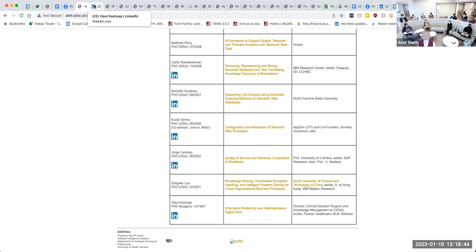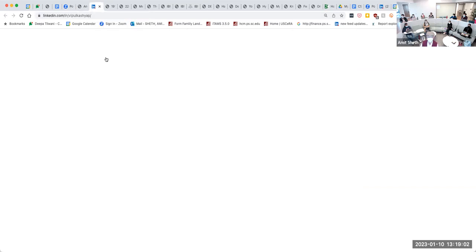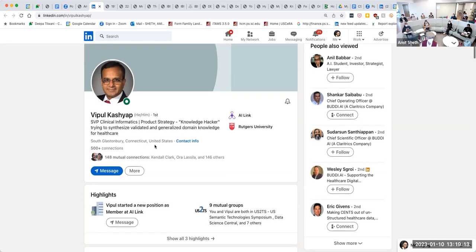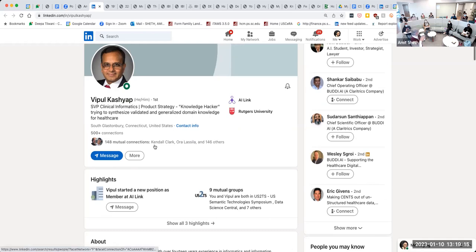Now, his thesis we converted into a book called Semantic Information Brokering. Now, let's see, this is Vipul's webpage. He is in clinical informatics. He calls himself a knowledge hacker, trying to synthesize validated and generated domain knowledge for healthcare. You can see the knowledge theme way early in what Vipul did.